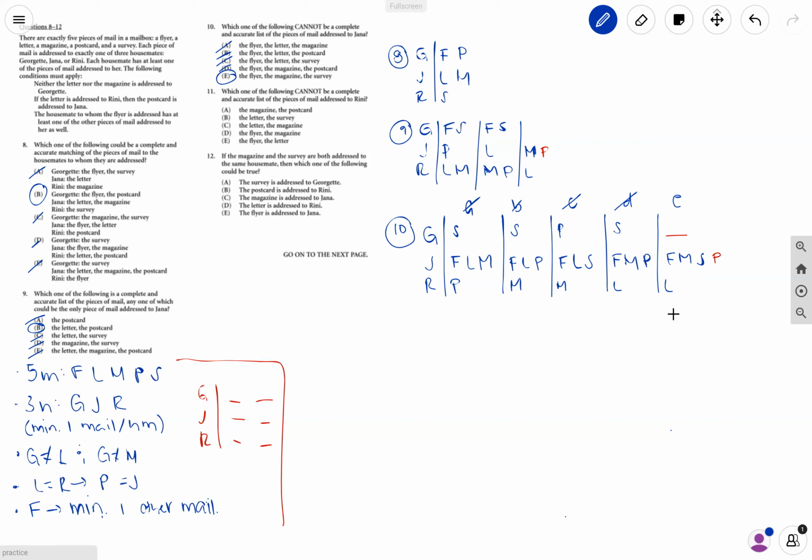11 says, which one of the following can't be a complete and accurate list of pieces of mail addressed to R? So I'm just trying to find the things that can be addressed to R.